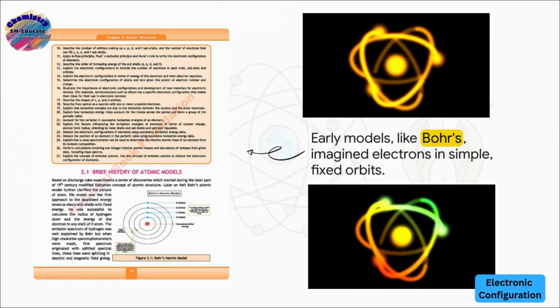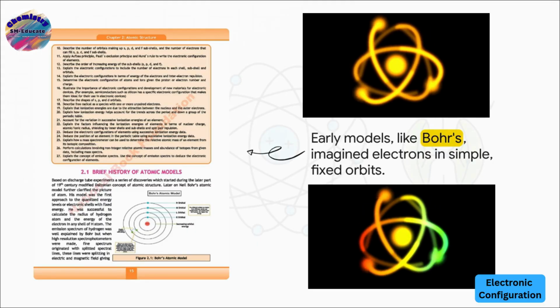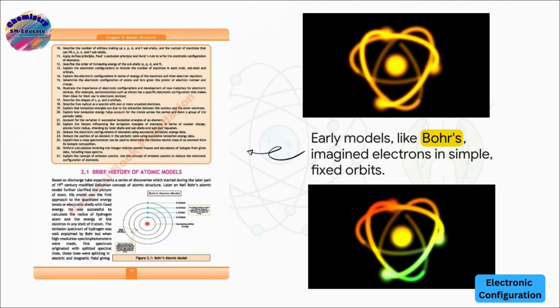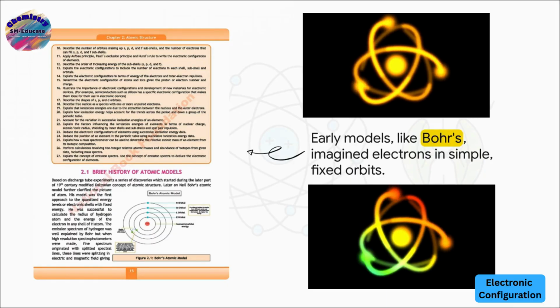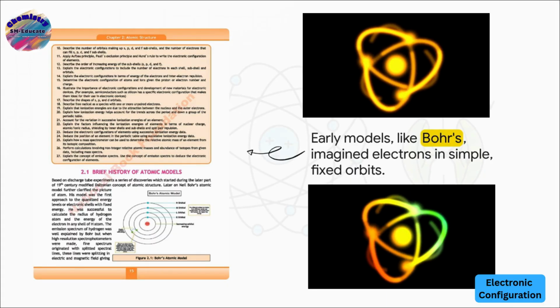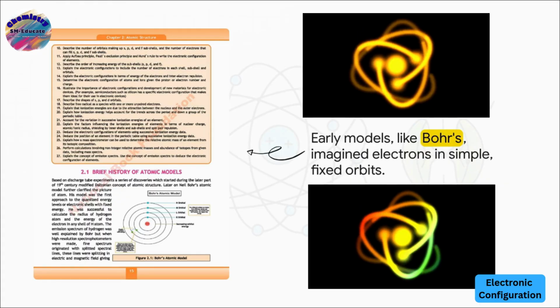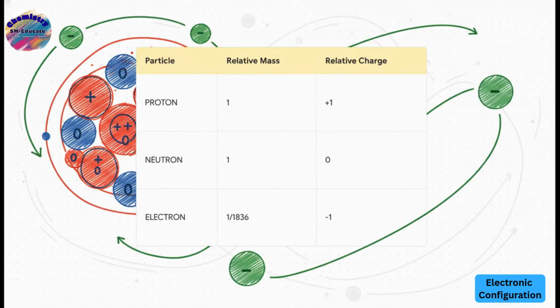For a long time, scientists pictured the atom like a tiny solar system. The old Bohr model, for example, showed electrons moving in these perfect, neat little circles. And hey, it was a great start, but we've learned a lot since then. The reality is, it's more complex. We now know that electrons are in these 3D zones called orbitals. So think less of a planet on a fixed track and more of a fuzzy cloud where you're likely to find an electron.